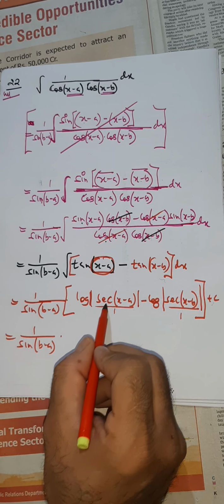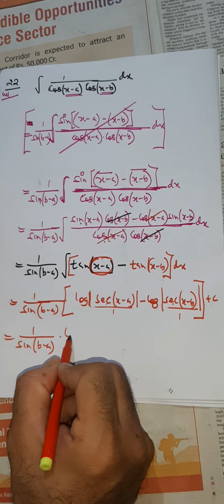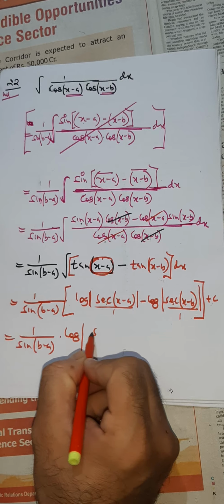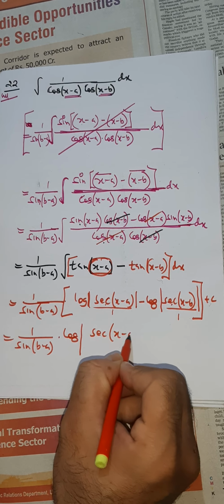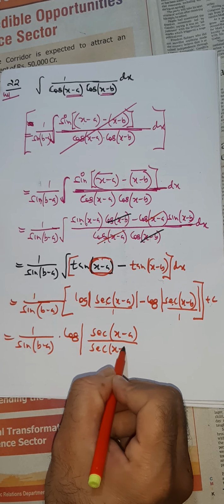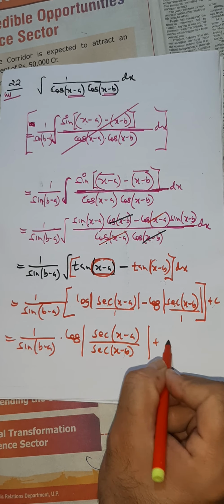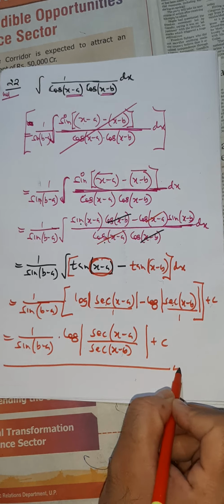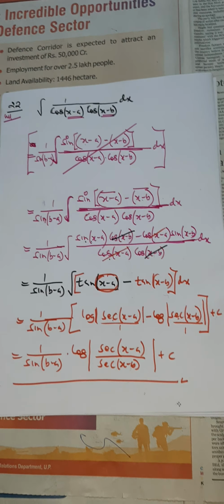This one as it is, log a minus log b, which you can write as log of a by b. So sec of x minus a upon sec of x minus b. This is the required integral of the given function.